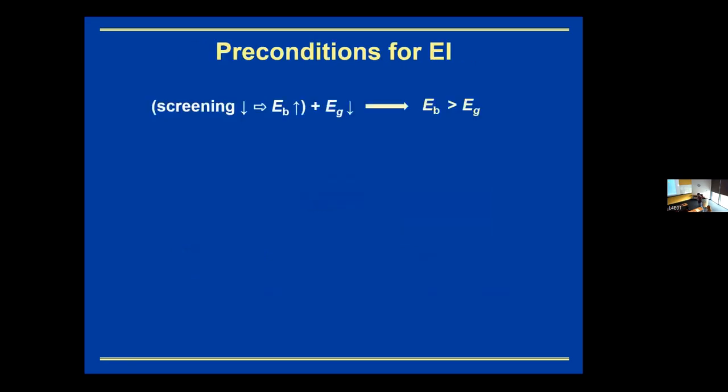To form this very exotic state called the excitonic insulator, we need to reach a very challenging condition: the exciton binding energy has to exceed the band gap. In other words, you need to reduce the screening of the electron interaction, or Coulomb interaction, in a material, so that the binding energy increases, and you also need a small band gap material so that this condition can be fulfilled.